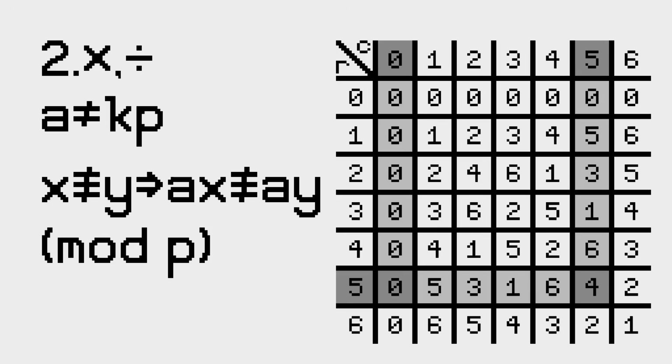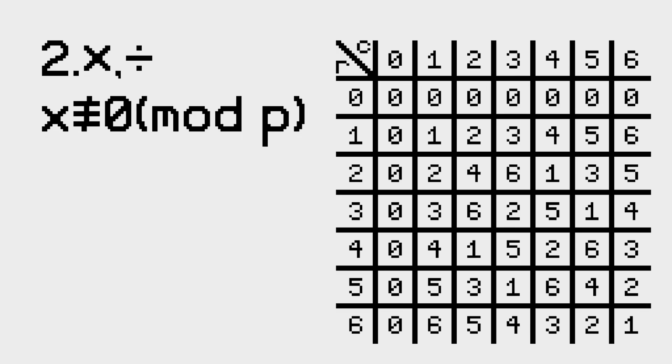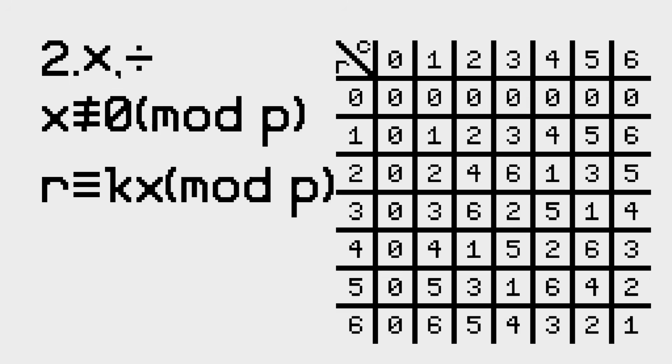This means for every row except 0, no residues can repeat, and by symmetry, for every column except 0, no residues can repeat either. Because there are the same number of rows as there are residues, all residues appear exactly once in each row and column, except for the ones for 0. This means if you have an integer x, as long as it's not a multiple of p, then for any residue r, you can find some k so that kx is congruent to r mod p.